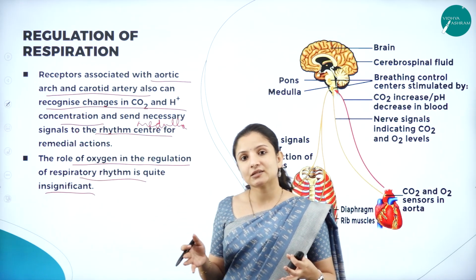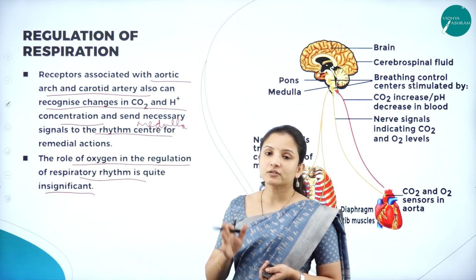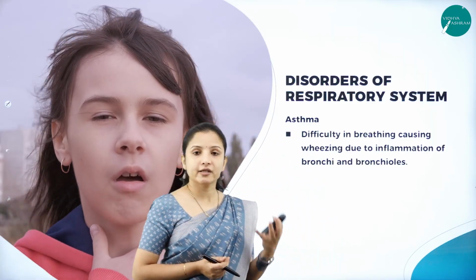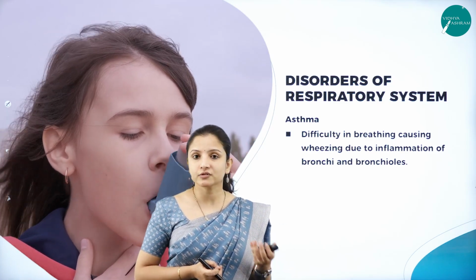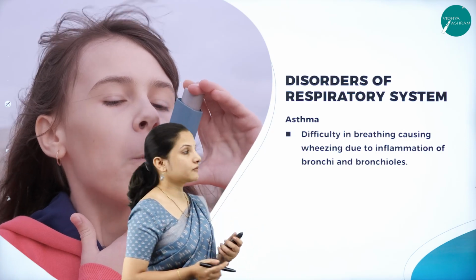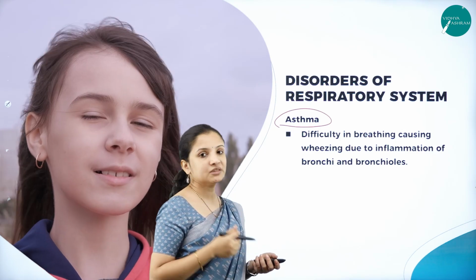So where are these sites actually located? They are located in the brain, that is, the medulla, the pons, and the chemosensitive area of the brain. So this was about how the regulation of respiration occurs, what actually controls the process of respiration. Next, talking about the disorders of the respiratory system, one of the major disorders is asthma.